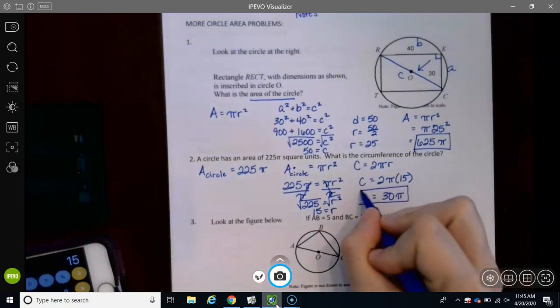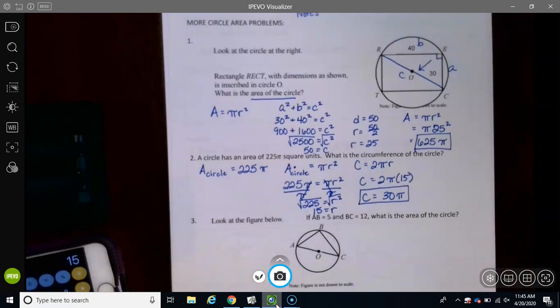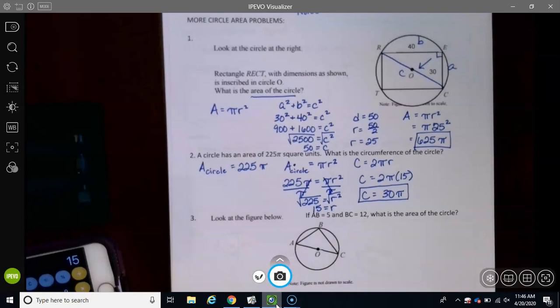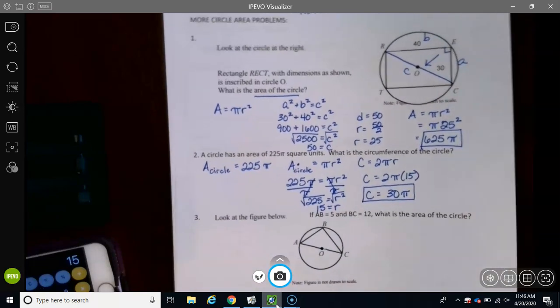So again, these would have been really great test questions if we were doing a test. So if you want to get some extra practice, you can do those next 2 if you want. It's not required, but it's up to you.